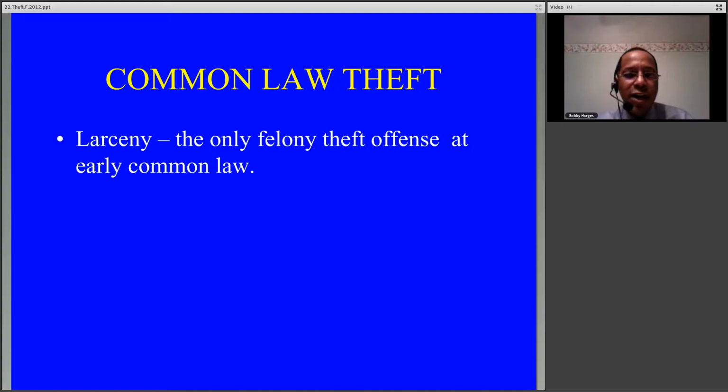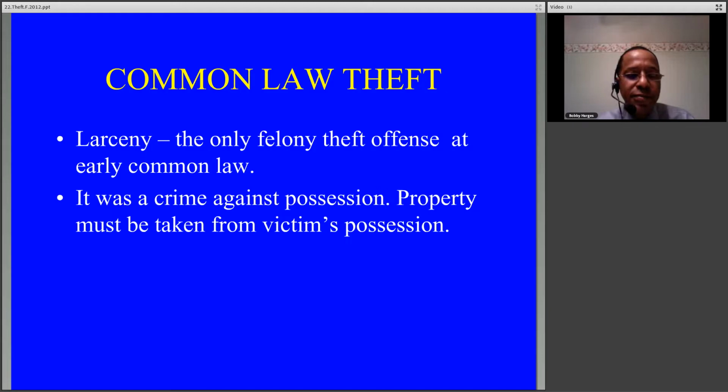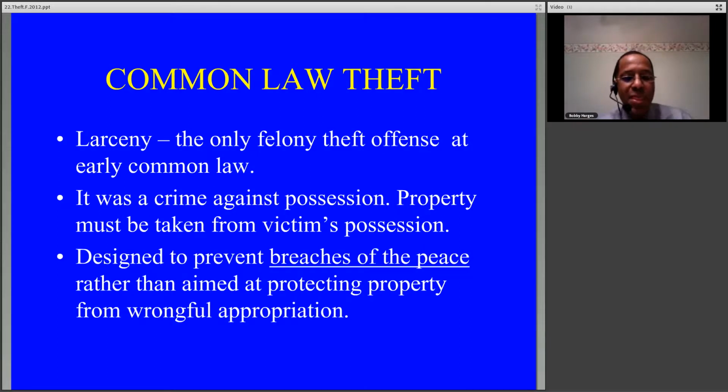Larceny was the only felony theft offense at the early common law. Larceny was a crime against possession. In other words, for there to be a larceny, the property must have been taken from the victim's possession. It was designed to prevent breaches of the peace, not aimed at protecting property from wrongful appropriation. In other words, from a wrongful taking.